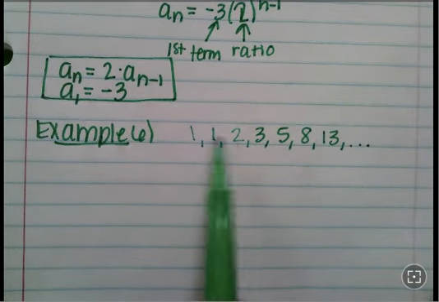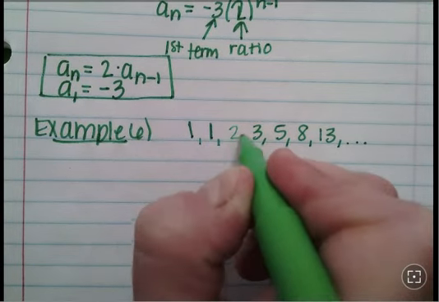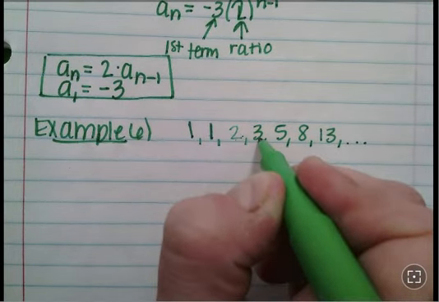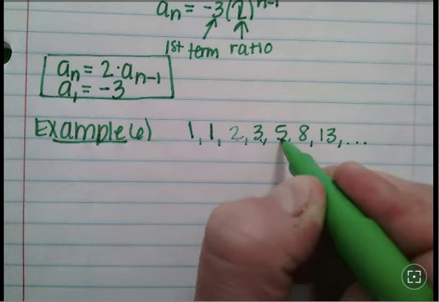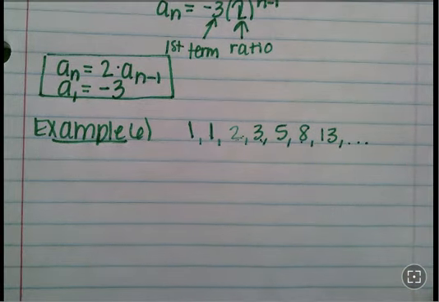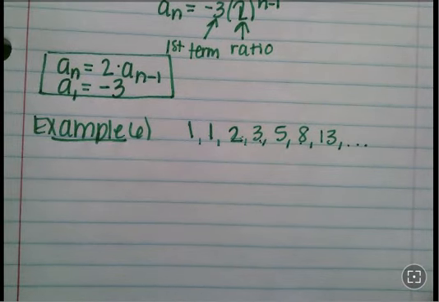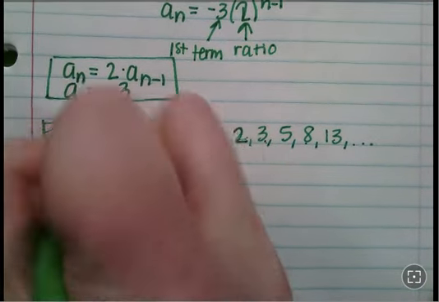It's where you take the two previous numbers and you add them together. So 1 plus 1 is 2. 1 plus 2 is 3. 2 plus 3 is 5. 5 plus 3 is 8. 8 plus 5 is 13. So that's the pattern. And so what we have to figure out is how we can mathematically write down that pattern. So let's just start with saying this.